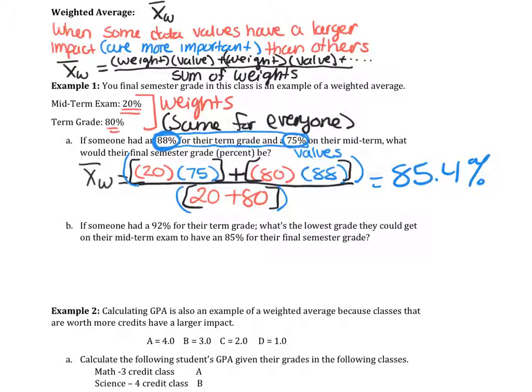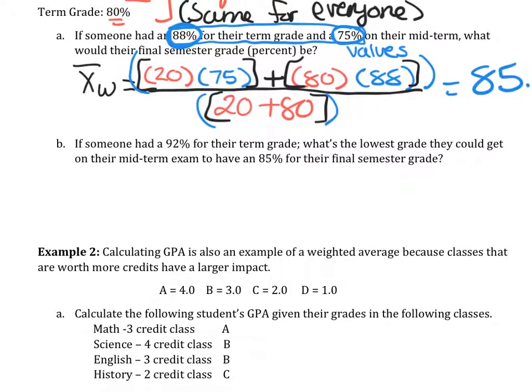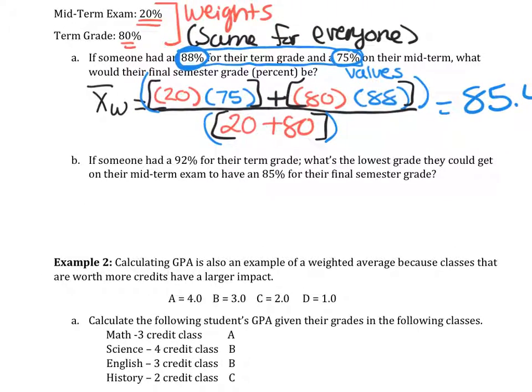Sometimes, and I'm sure this question will come up as we get towards the end of the semester, what grade do I have to get on the midterm in order to pass? You'll be able to figure that out. So letter B, if someone has a 92% for their term grade, what's the lowest grade they could get on their midterm exam to have an 85% for their final semester grade? So we want our final grade to be 85%. This is our final grade, which means this is the weighted average.